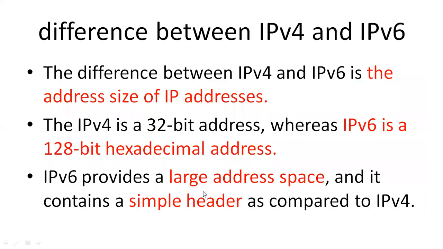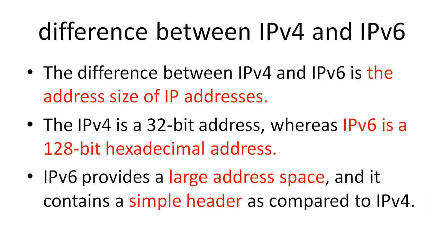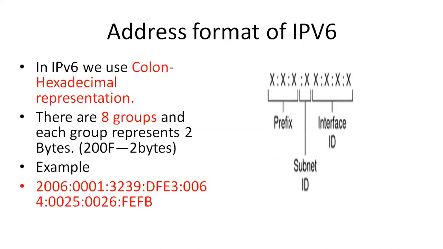Coming to the difference between IP version 4 and IP version 6, it is the address size of the IP addresses. Here, see the addresses. IP version 6 has 2 power 128 addresses. IP version 4 has 2 power 32 addresses. That means 4 bytes. IP version 6 provides a large address space and it contains a simple header compared to IP version 4. And then IP version 6 uses colon hexadecimal representation.